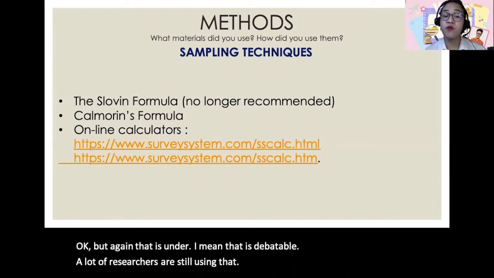Probability sampling is also known as scientific sampling. The following are the examples for probability sampling. We have simple random sampling. Here in simple random sampling, the so-called fishbowl sampling technique is under this category. Stratified random sampling.